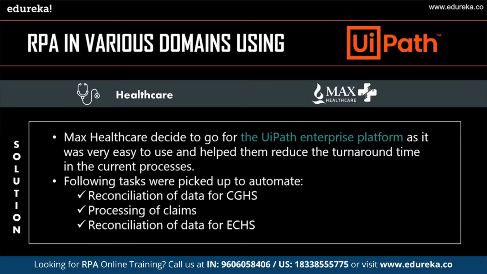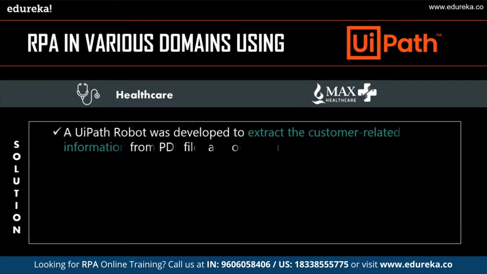For the CGHS and the ECHS schemes, a new data entry solution was created where a robot would log into the ECHS portal through URLs of different hospitals and third party administrators, and similar would be done for the other 12 different associated hospitals for CGHS. Now, once the URLs are accessed, the designated robots will be able to read the patient transaction records and validate the status of the entries. On every successful validation of data, the concerned department would be notified through an email. So that's how, guys, Max Healthcare used UiPath.